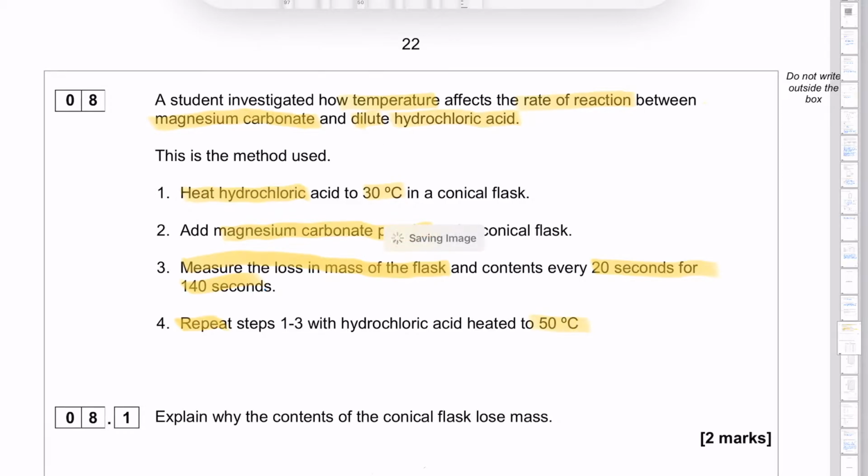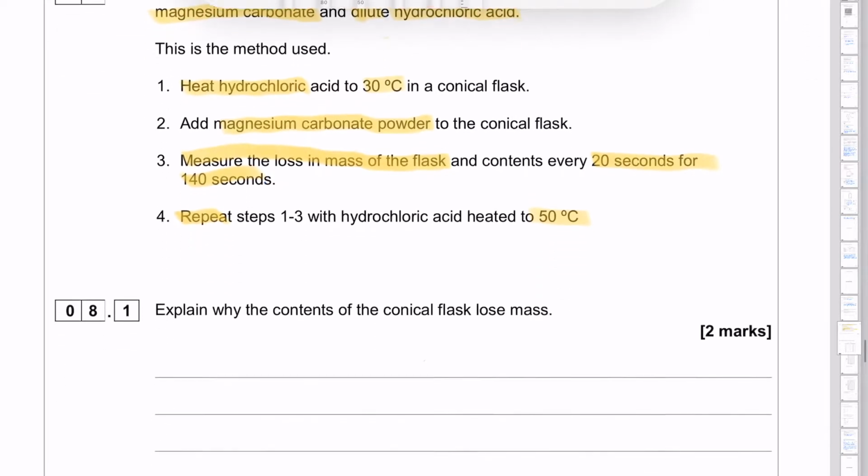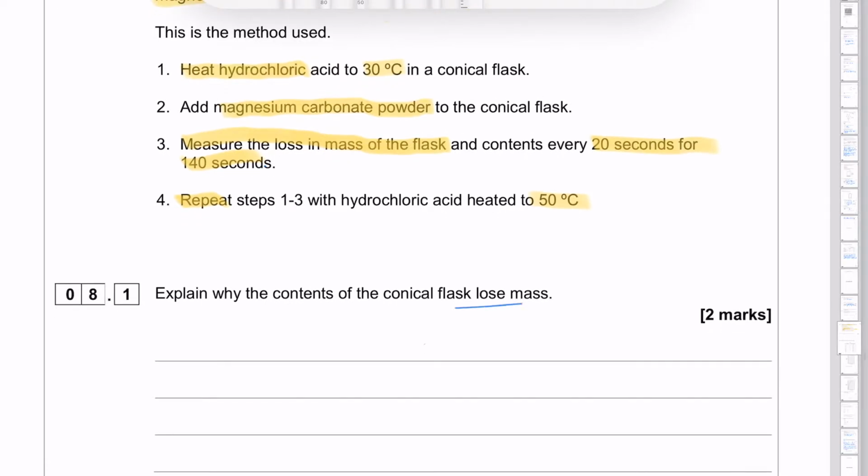So maybe you've got to this question and you're really struggling. You don't know what it might make. Well, let's go through, first of all, the chemistry part. Then we'll go through the graph section and then we'll go through the gradient section. So first of all, explain why the contents loses mass.